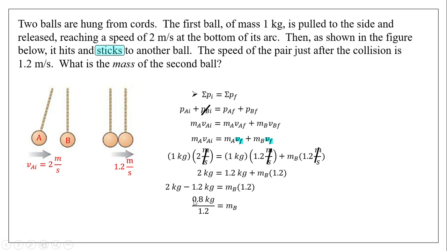So here you have 0.8 kilogram divided by 1.2. Therefore, the mass of ball B is 2/3, or if you like, 0.666 repeating, which I rounded to 0.67 kilogram. And that is the answer for this particular problem.